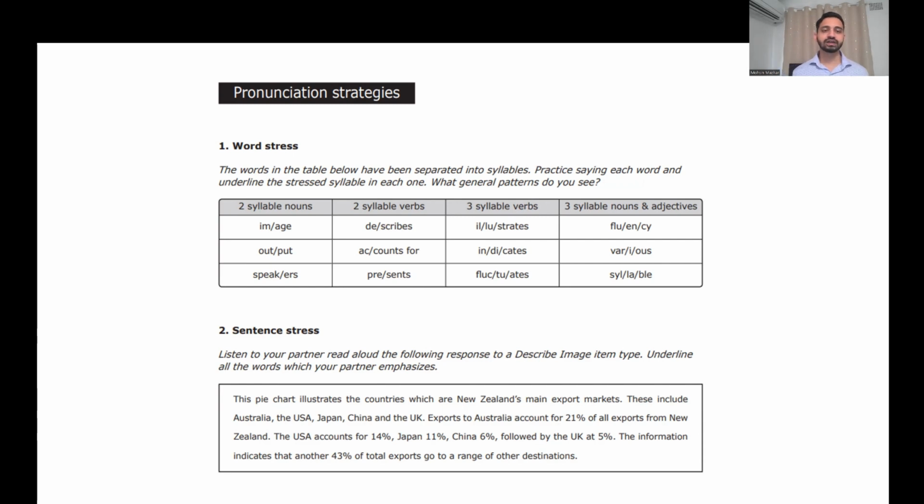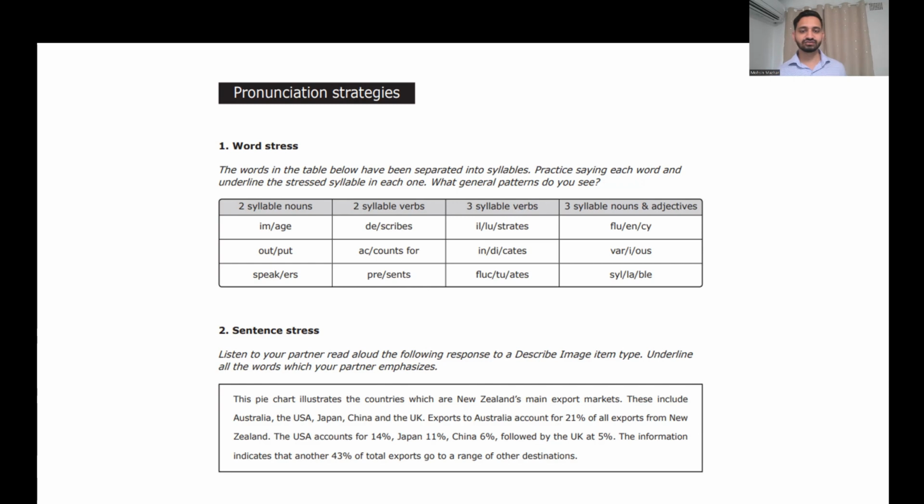Okay, so we're going to look at word stress first of all. We've got 2-syllable nouns, 2-syllable verbs, 3-syllable verbs, and 3-syllable nouns and adjectives. I want you to underline the syllable that is stressed. I'm not going to say it right now, and we'll review the answers later.